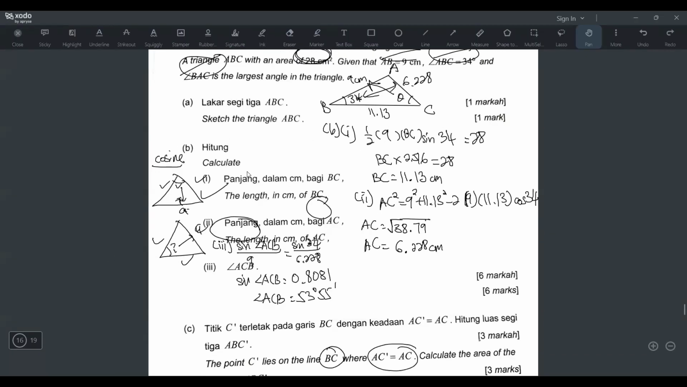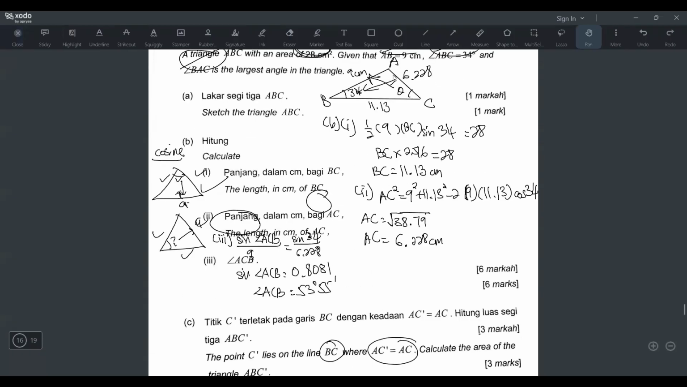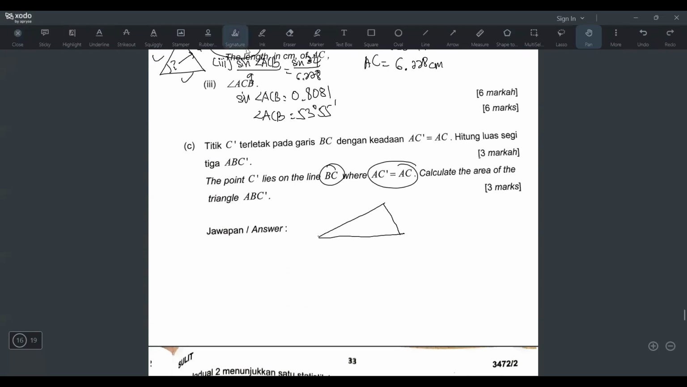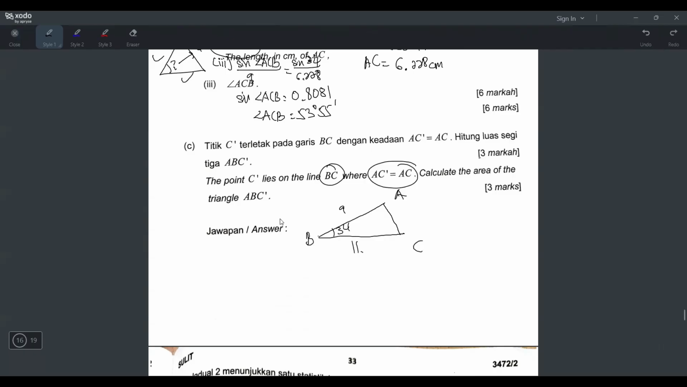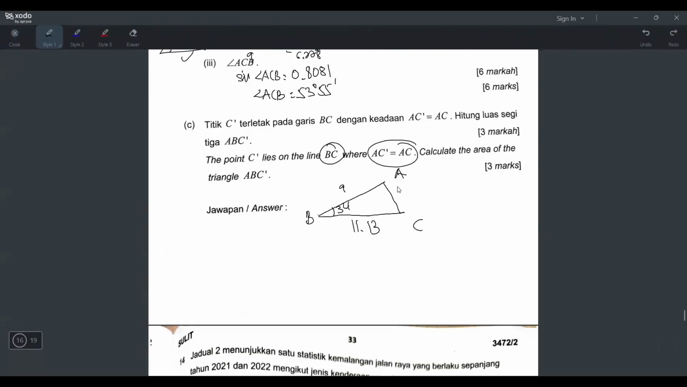Okay, let me draw this triangle again. So this side is longer, this side is shorter, because this side is opposite the biggest angle. And then this one is 9. This one is A, this one is B, this one is C, and this angle is 34. This side is 6.228. And I also have this angle, which is 53 degree, 55 minute.